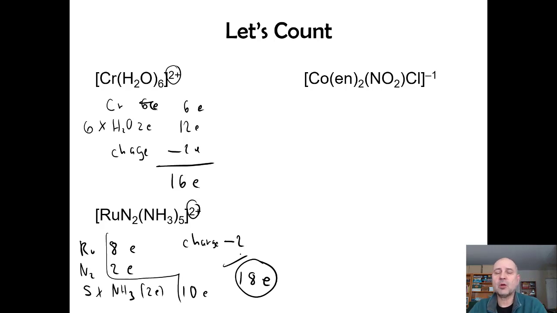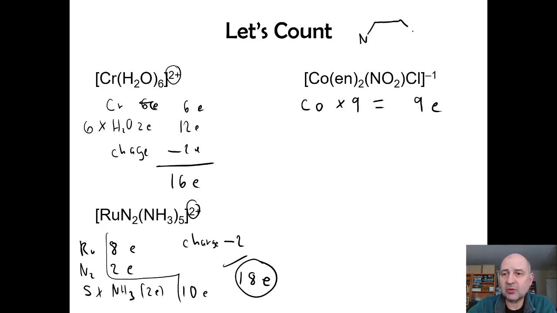Let's look at this cobalt one. Cobalt is in group 9, so cobalt times 9 equals 9 electrons. We have ethylene diamine, which is a neutral chelating ligand, so that's 2 electrons per contact. This is something you should remember or know without looking up. It's a pretty common ion. Sorry, it's not an ion. Chelating ligand. So we have 2 times 4, right? That's 8 electrons. Then we have this NO2.